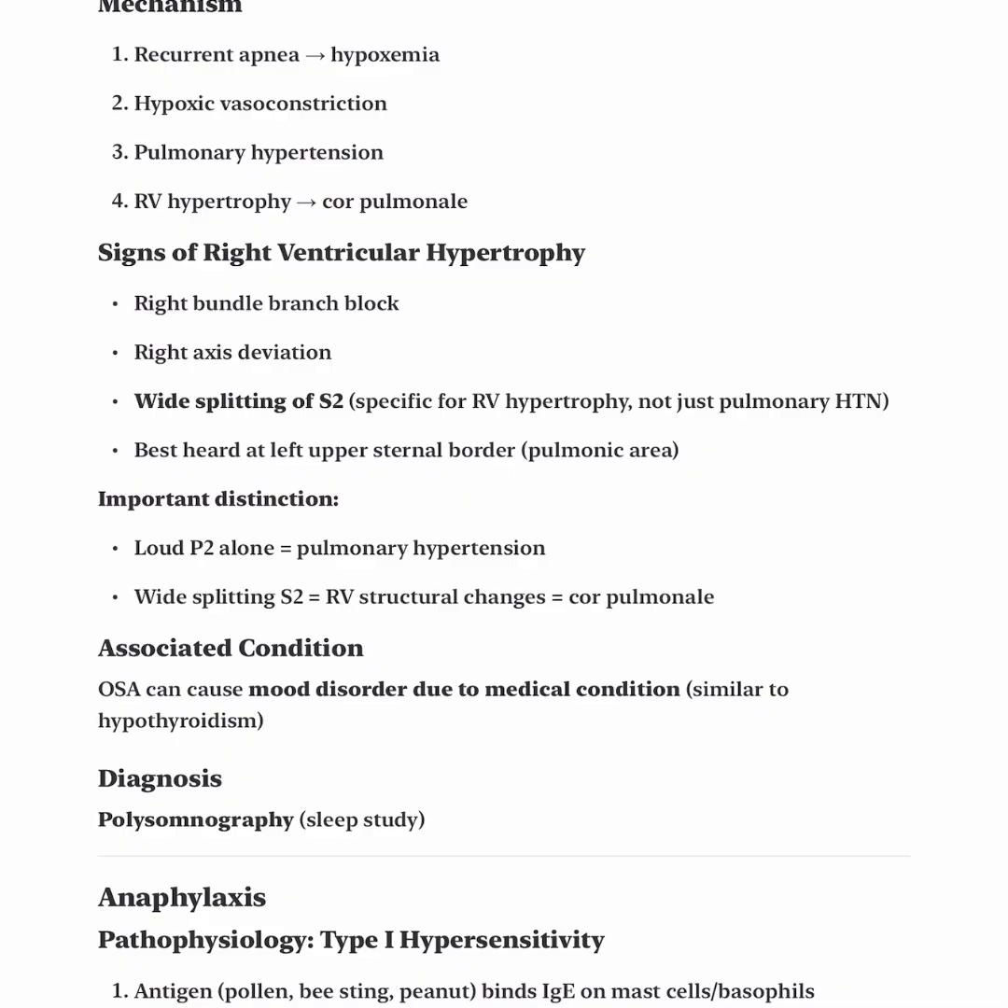Now, an important distinction is loud P2 alone versus wide splitting of S2. If they give you loud P2 alone, this is pulmonary hypertension. If they give you a wide splitting S2, this is right ventricular structural changes, which is indicative of cor pulmonale.